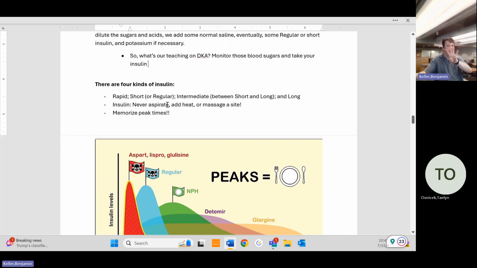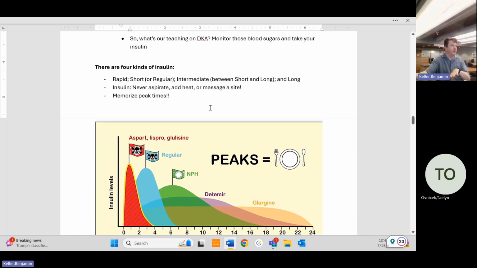So in our story, we had 4 different kinds of insulin. There's rapid, there's short or regular, there's intermediate, which is between short and long. That's the cloudy one. And then there's the long-acting one that lasts 24 hours and doesn't have a peak.